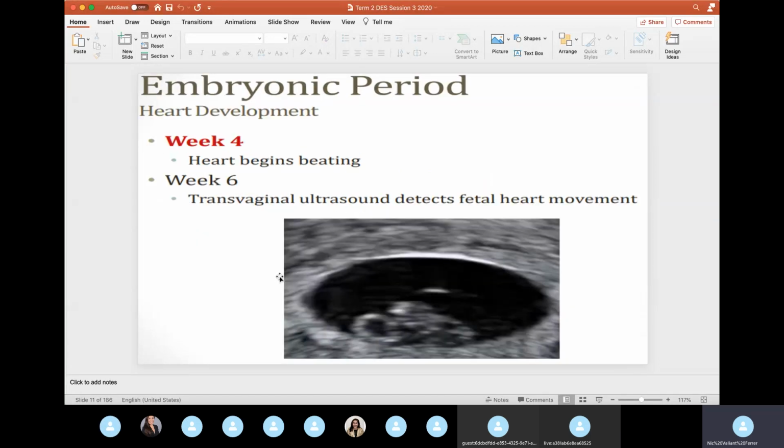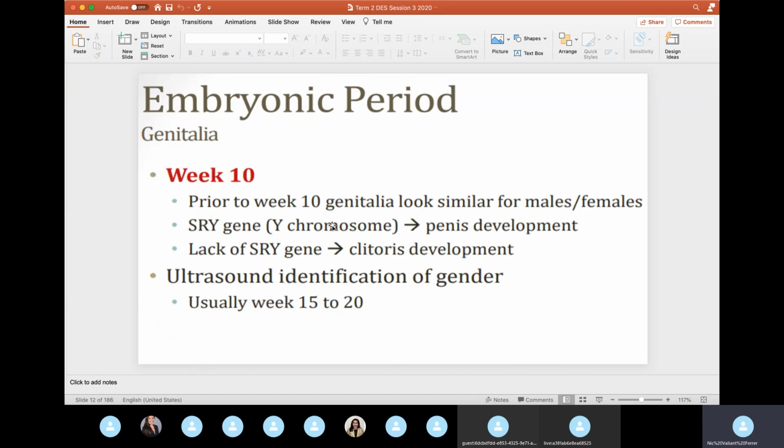Heart development during the embryonic period. So week 4, don't forget, the heart begins beating. How can I remember week 4? You have 4 chambers of the heart, right? Think week 4, the heart begins beating. And week 6, transvaginal ultrasound detects fetal heart movement.